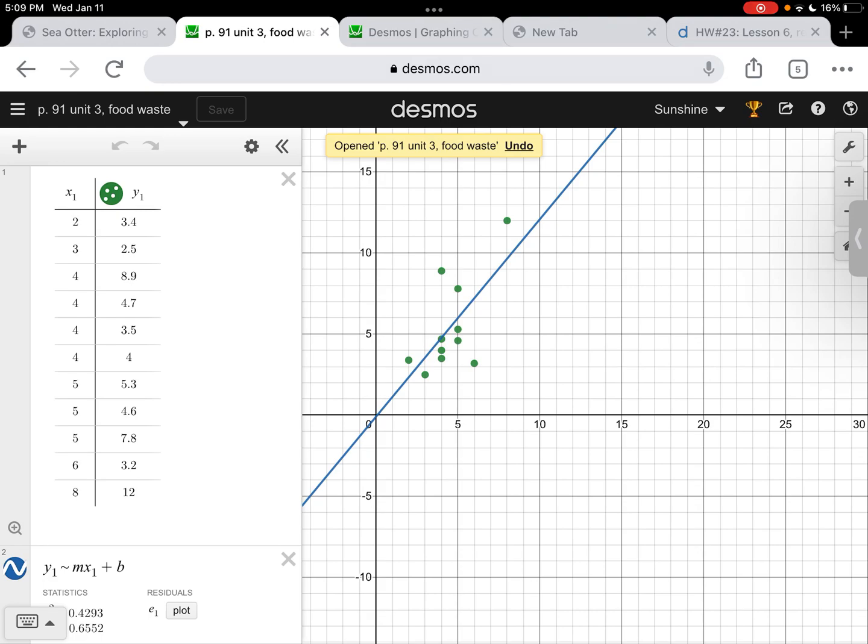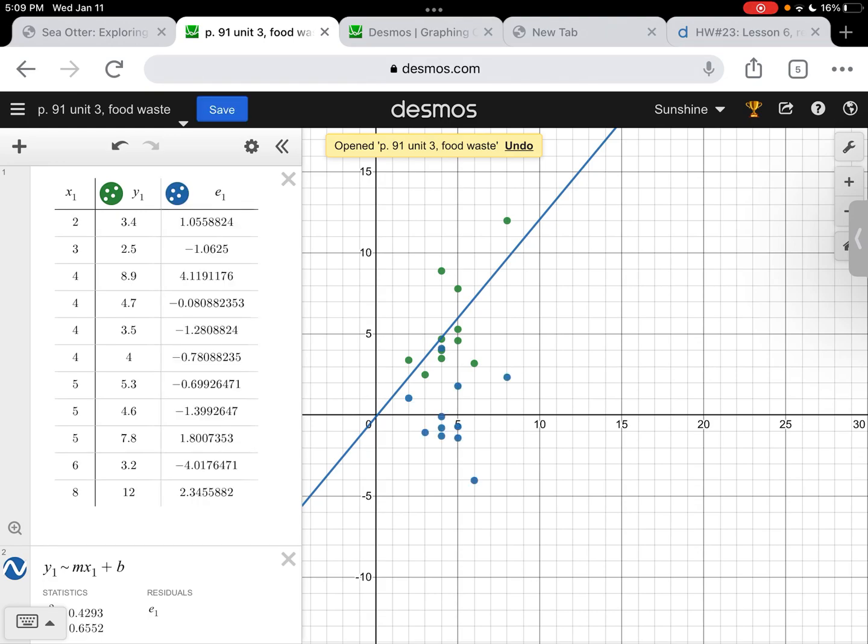All right, here's the graph for food waste. So I can plot my residuals. I'm going to take away my line of best fit points. Am I even going to take away my line of best fit itself? There's the graph of the residuals. So that matches what we see here on our note sheet.